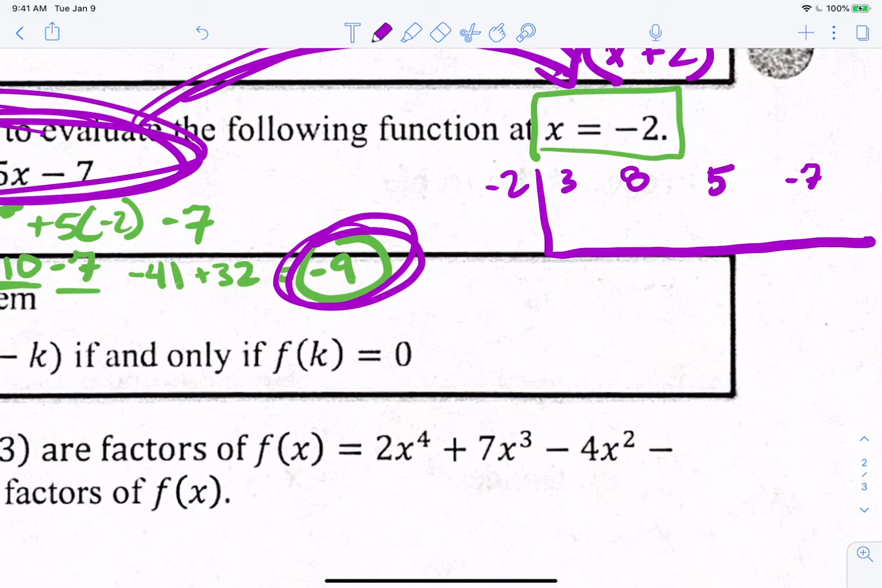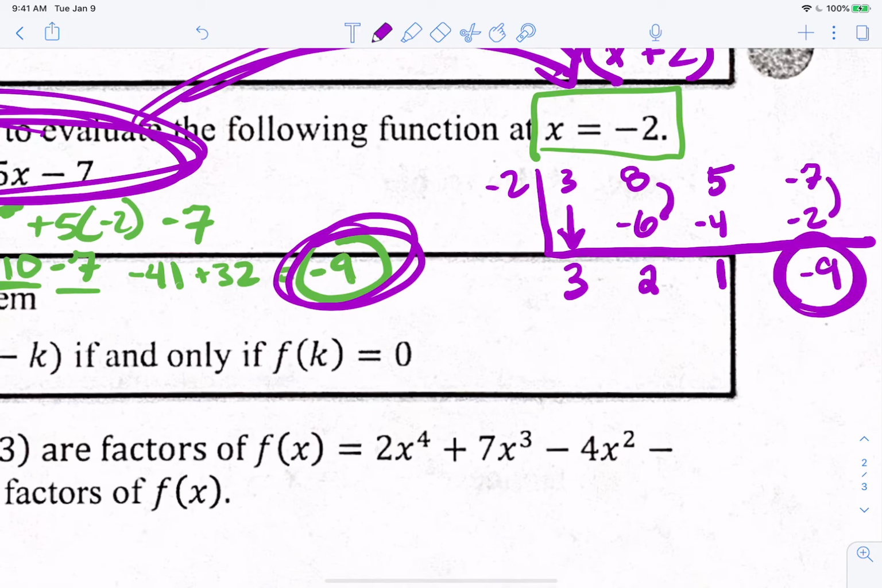This is good review of synthetic division. First thing that I do is drop the 3. Then multiply -2 and 3, that's -6. Then add: 8 minus 6 is 2. -2 times 2 is -4. 5 minus 4 is 1. -2 times 1 is -2. Add those together: -9.